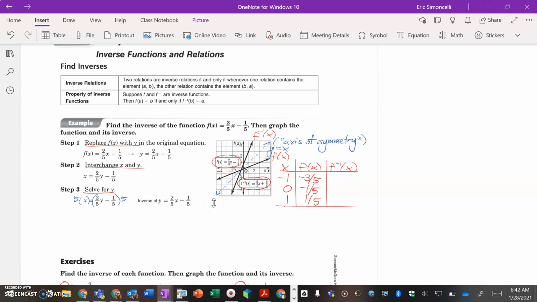To solve for y, it's very much what you would expect in this equation, again multiplying both sides by 5, which makes it very nice to work with now, where 5x equals 2y minus 1.